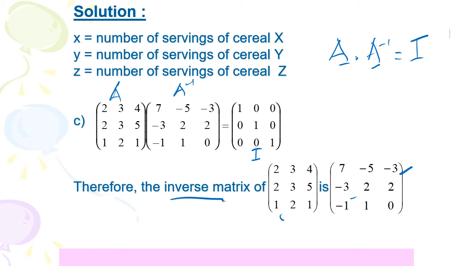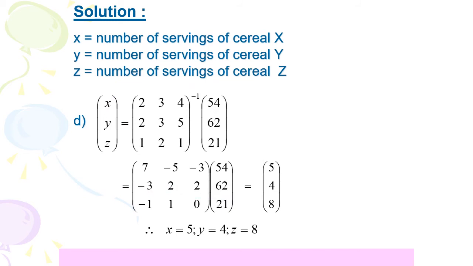So we can confirm that 7, negative 5, negative 3, negative 3, 2, 2, negative 1, 1, 0 is the inverse of matrix A. Okay, so what we can see from here, actually this question has given you some hints to solve the questions. So we don't need to find the A inverse already. We don't have to do the adjoint method or ERO to solve for the A inverse. We just have to use the inverse given in the question.